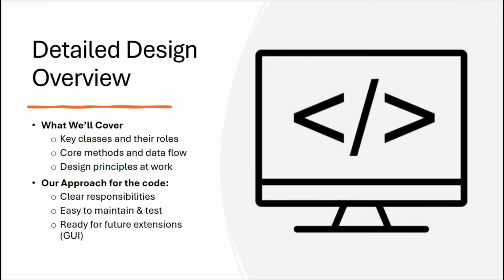Alright, let's dive into the detailed design of our grade calculator. First, I'll walk you through each of the core classes, what data they store, and what each method does, so you can see exactly how information moves from input files to final output. Next, we'll highlight the key methods that handle file parsing, grade computation, and result sorting. You'll see how data flows step by step through our system. By the end of this section, we'll have a complete blueprint of how our classes and methods work together under the hood.